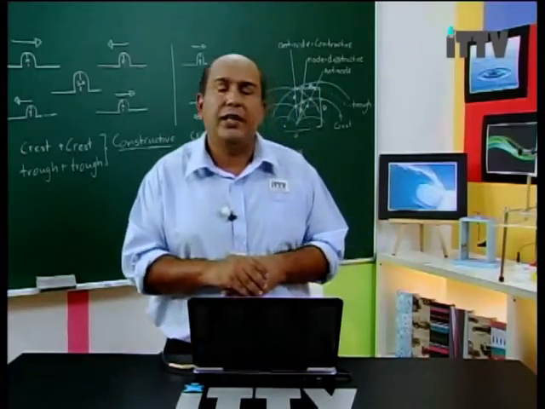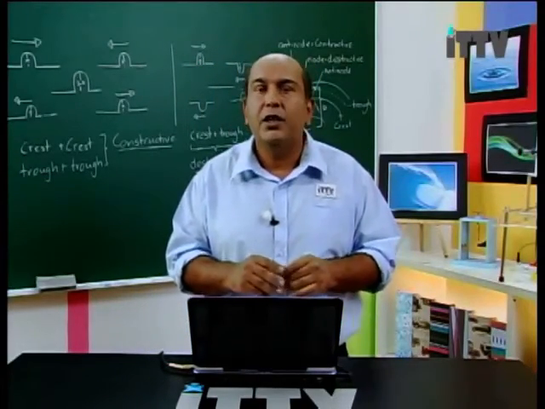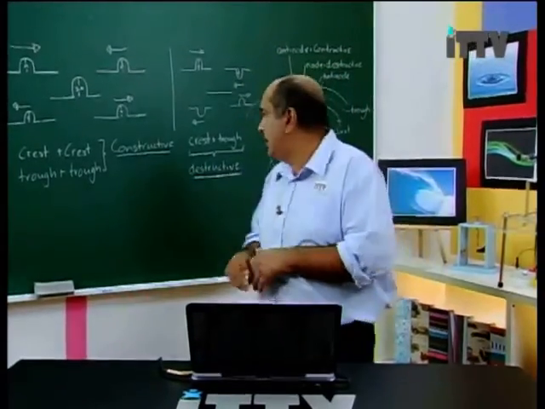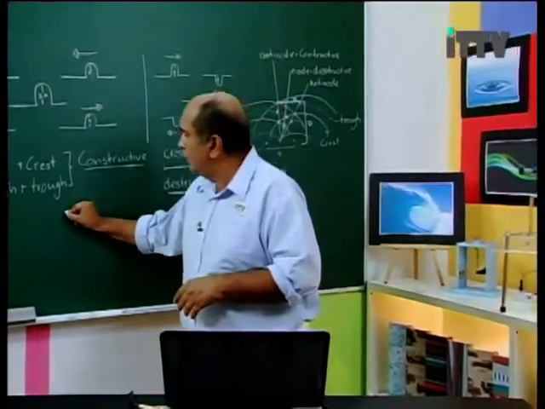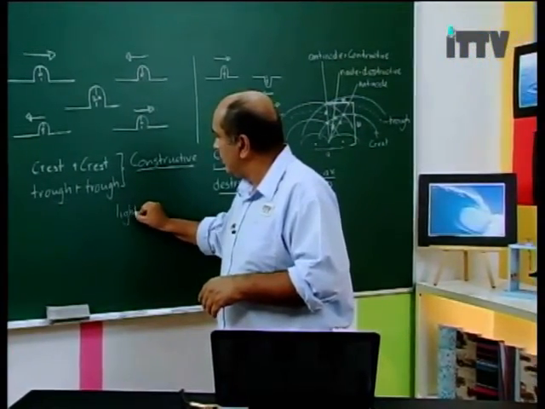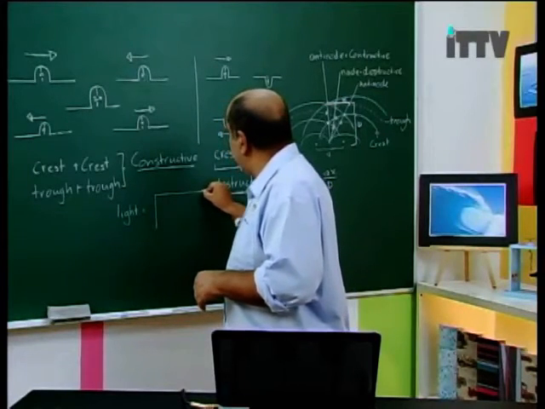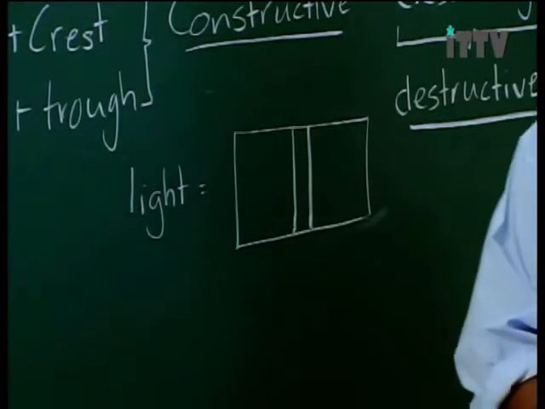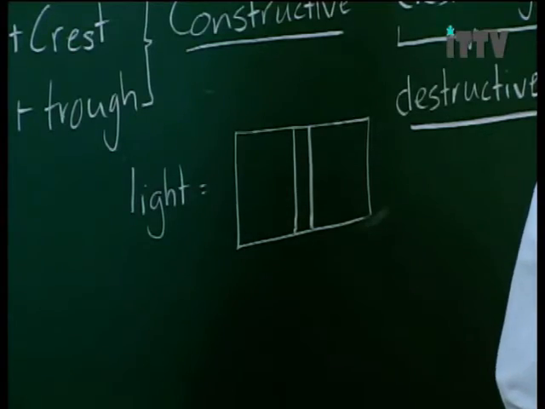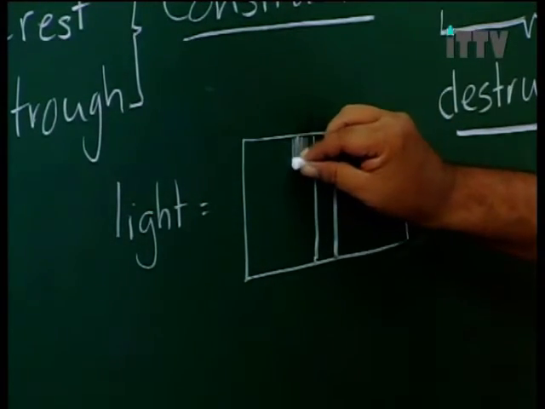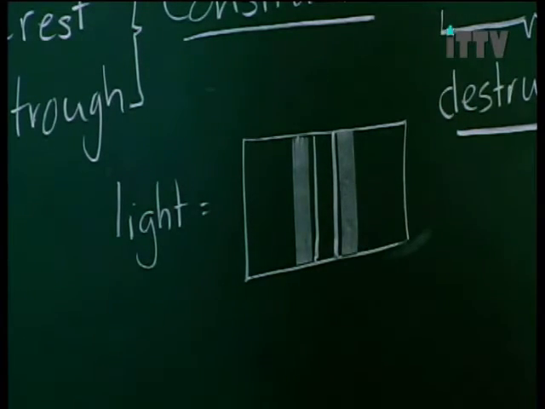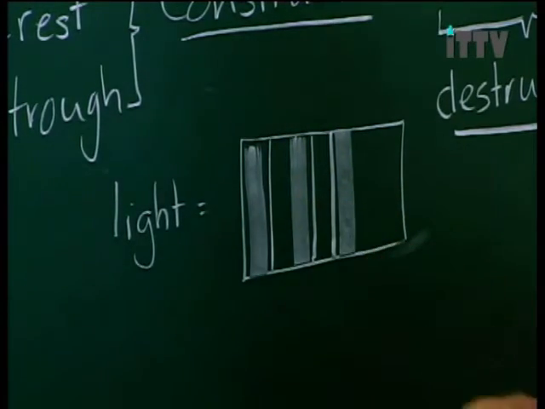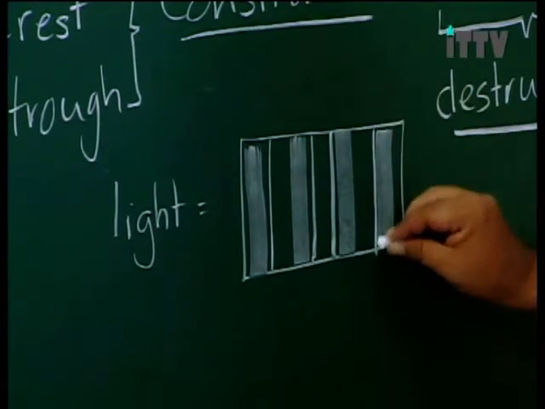Now, we can also get constructive and destructive interference with light and with sound. With light, what you're going to see is something like this. Right in the middle, we get an area of brightness. This is constructive. This is our antinode. This will be followed by an area of darkness, which is destructive interference, followed by another bright area and another dark area, another bright area and another dark area.